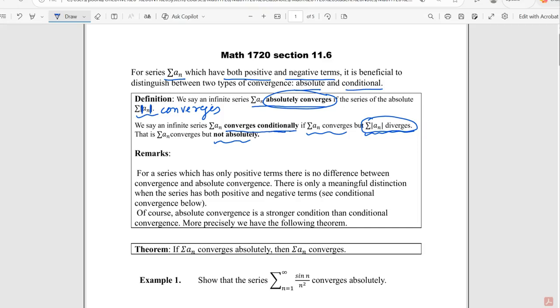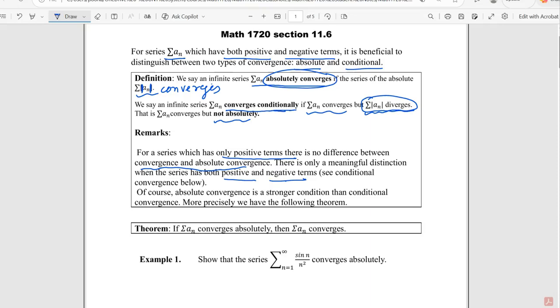Pay attention, this is important: if a series has only positive terms, then absolute convergence and convergence don't have any difference, because when you take the absolute value, it's not going to make any difference if all the terms are already positive. There is only a meaningful distinction if there are both positive and negative terms, because if there are negative terms, you take the absolute value, the negative sign goes away. But if all the terms are already positive, then it does not matter if you take the absolute value or not.